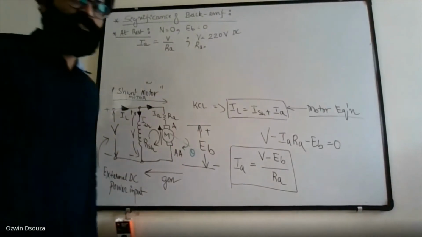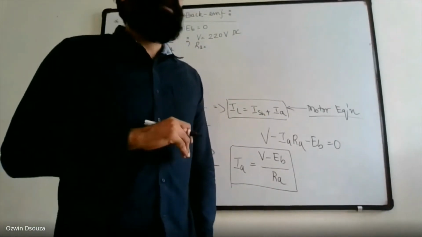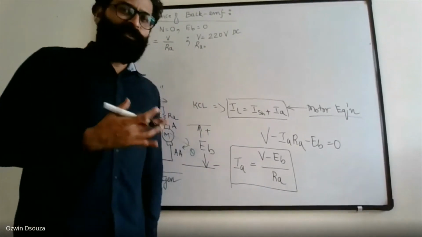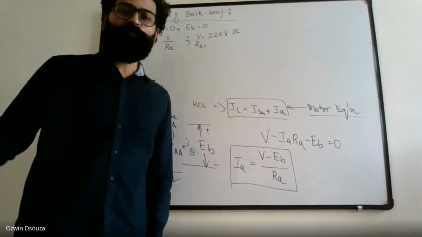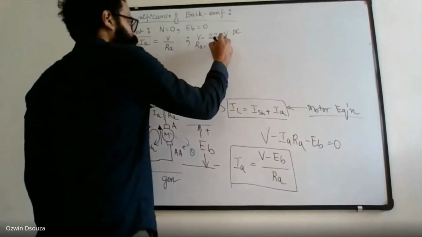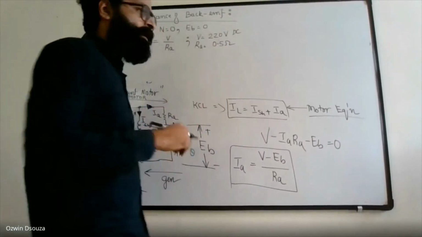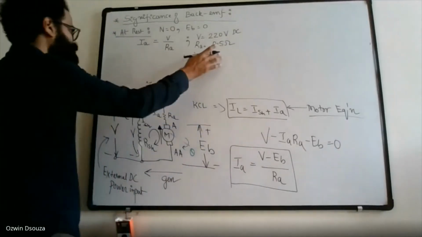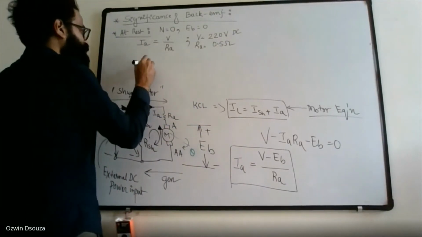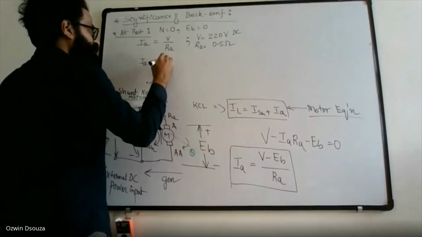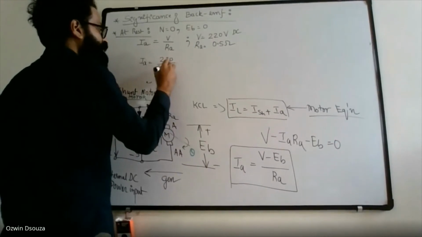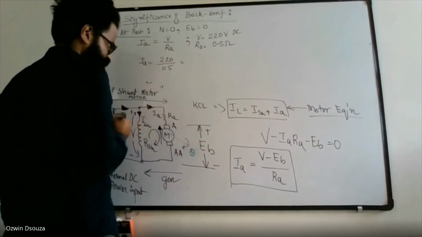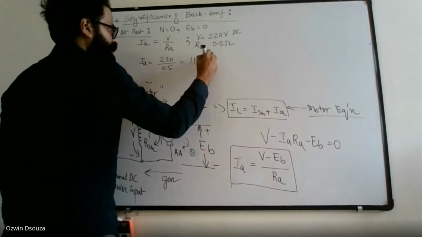You have seen in generators, right? The value for Ra generally varies from 0.1 ohm to 0.5. Let's say 0.5. It's very small because the armature is made up of high grade copper. Now, if you consider this typical case, what will we get as the value of armature current? So armature current is 220 divided by 0.5.